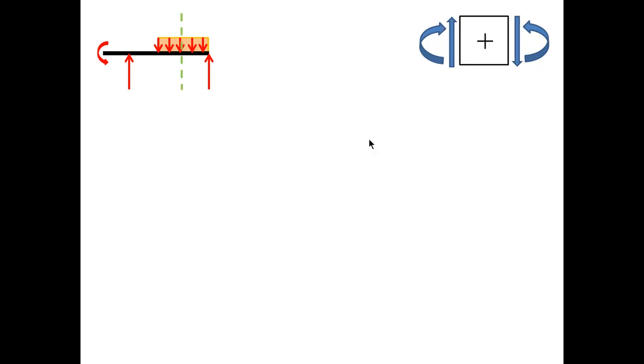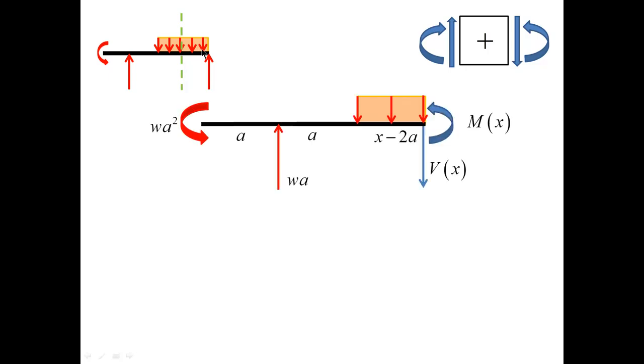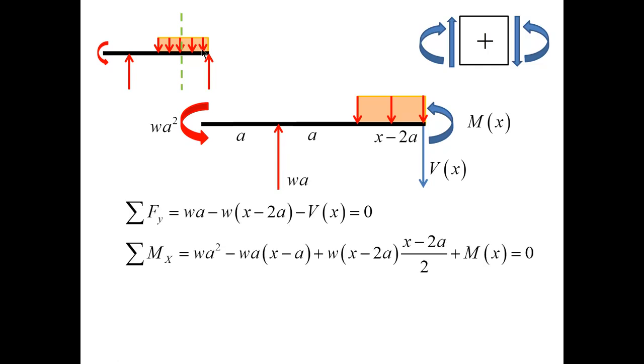Finally, I make a cut somewhere along the segment on the right where the distributed load is applied, and I obtain the following free body diagram. The procedure is the same. The equations are a bit lengthier, but nevertheless, they're not that difficult. Once we solve them, we obtain the expressions for V and M.